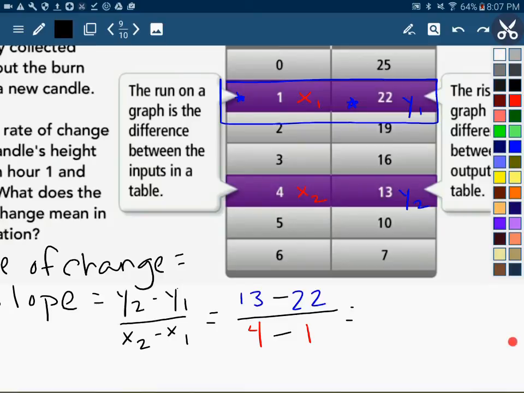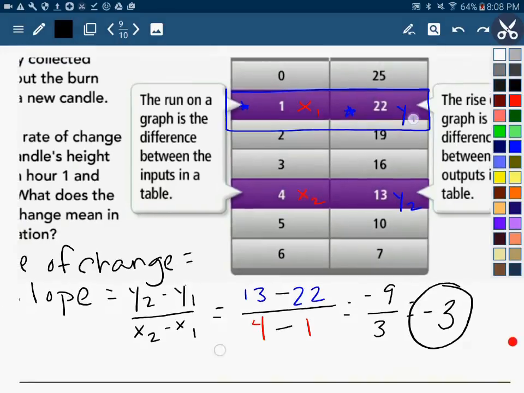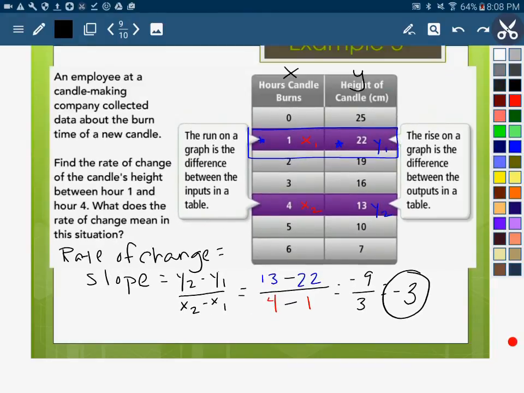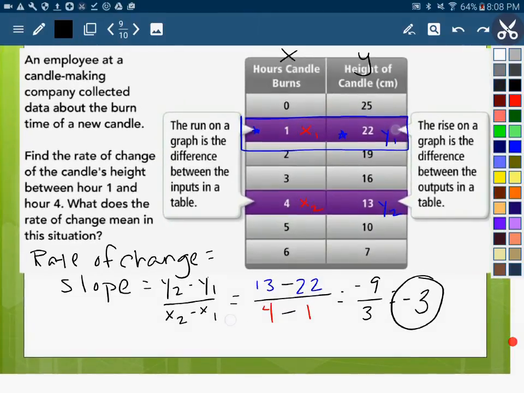Type in 13 minus 22. That gives me negative 9. Even if you feel you can do it in your head, just double check in the calculator. And then 4 minus 1 is 3. Make sure, whatever you do, every time you see a fraction, you should also reduce. Negative 9 divided by 3 is negative 3. So the slope of this situation, or the rate of change of how a candle burns, is going to be negative 3. We should definitely interpret this in the context of the situation.